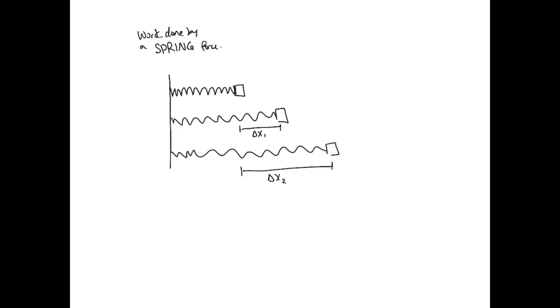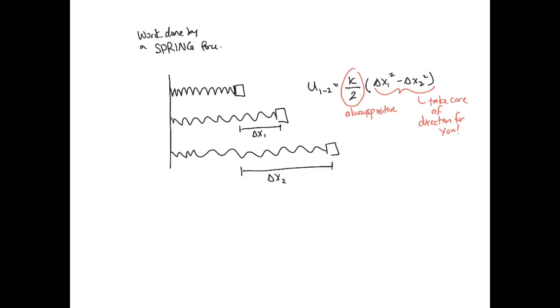The work done by the spring, U1 to 2, is equal to the coefficient of stiffness of the spring, which is k, divided by 2 times delta x1 squared minus delta x2 squared. You always follow this same pattern, and the reason for that is this will always stay positive, and then this will take care of the direction for you. Always compare your delta x to the unstretched length. This right here is the unstretched length. Those are the two conservative forces that we have.